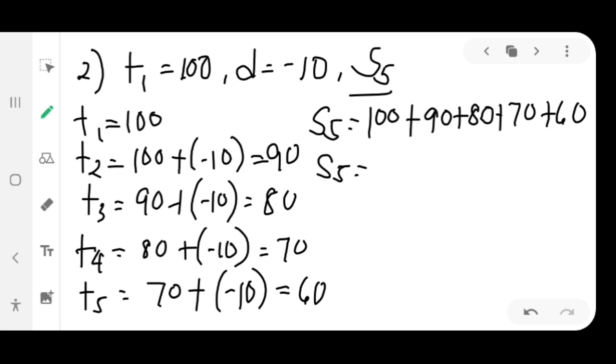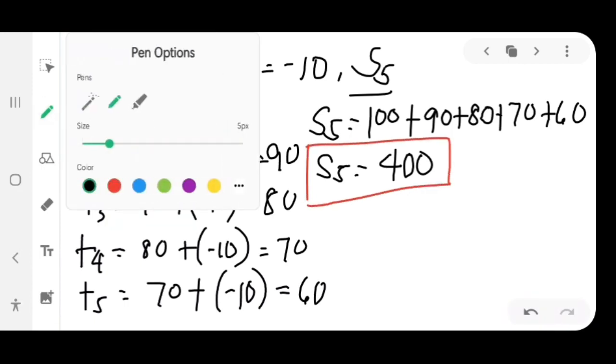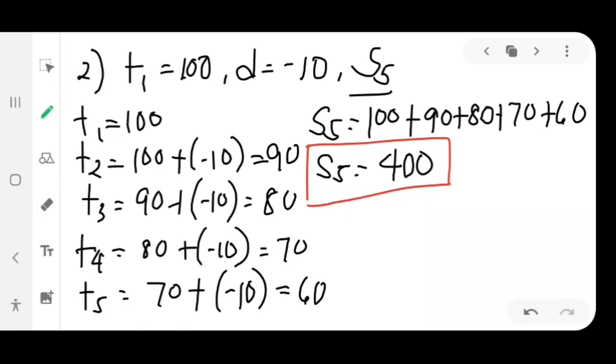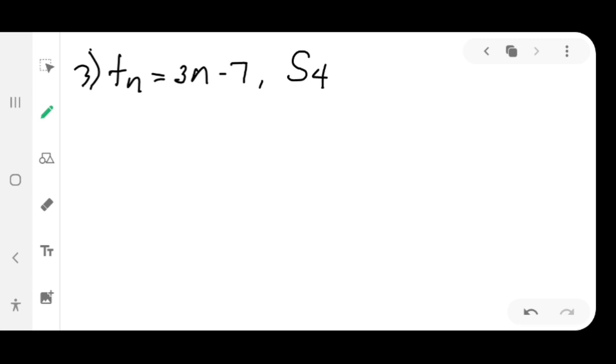What is the sum? Yes, it's 400. 100 plus 90 is 190 plus 80, 270. Then 340 plus 60 is 400. Is it easy? No. This is the easiest method if you don't like performing or evaluating equations. Now let us proceed to the third example.